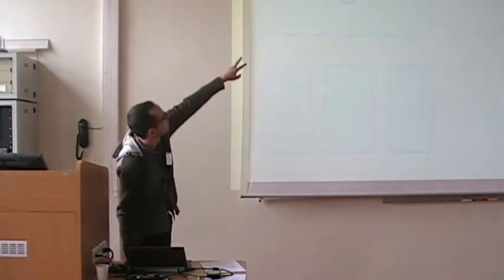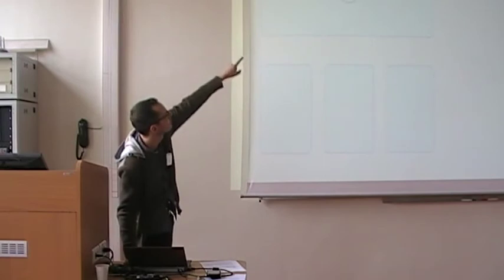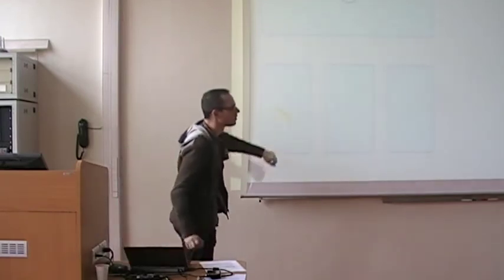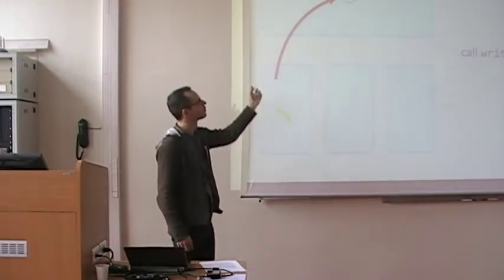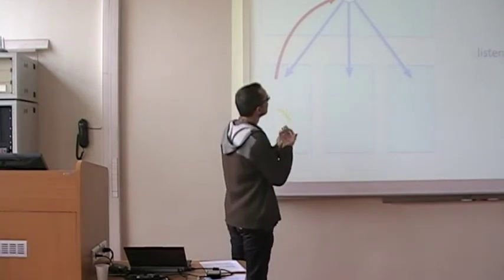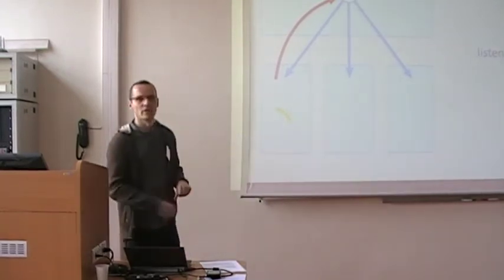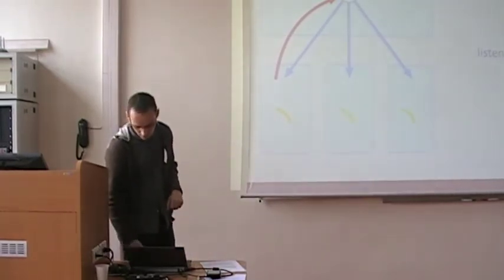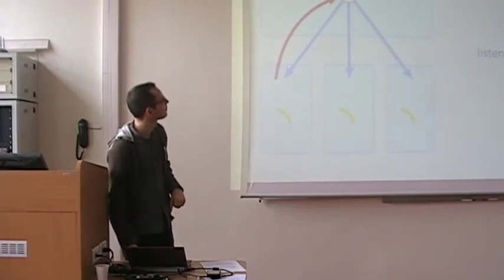Okay, this is the same. Here you have the server, three clients, and the bus. Somebody is doing something on the first client. We are calling the write function, and then all the clients that are listening on bus B are receiving the event and drawing the line.